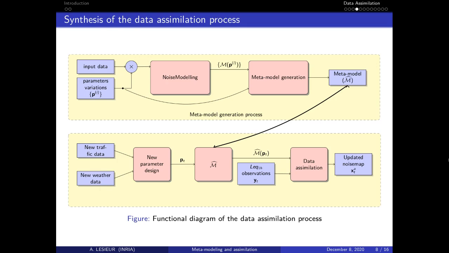So this is the functional diagram which sums up the data assimilation process. The top of the diagram shows how the metamodel is built from a training sample. The bottom part shows how new input data is first used to create input metamodel parameters. The resulting output is then combined with the observation to compute the updated noise map.